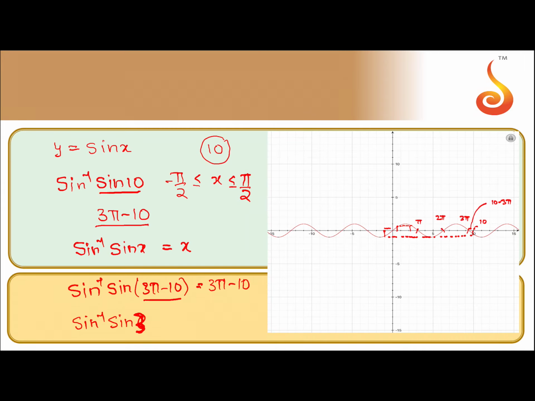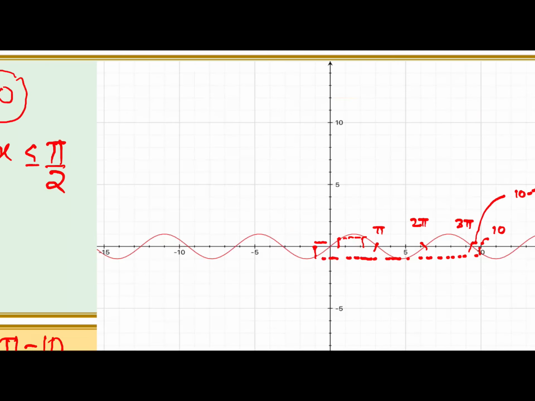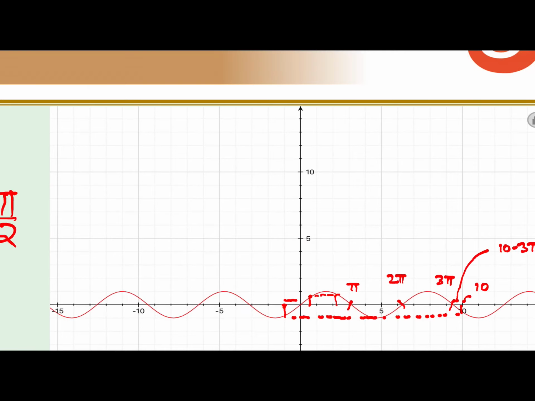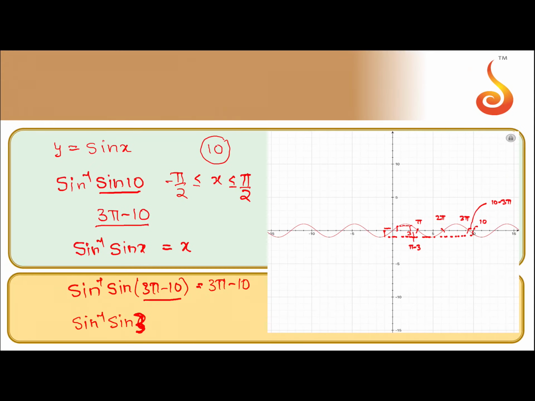So what is this width? I'll show you, zoom it. So we have put 3. What is this width? This width is nothing but pi minus 3. Obviously it is positive. This will also be pi minus 3. So the effective answer will be pi minus 3. So this is another way to do it. I hope you understood.